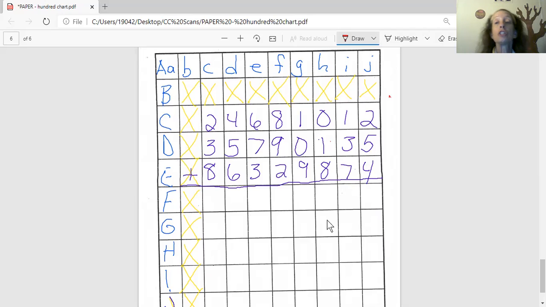Right. So this is what we did yesterday. Remember I said I'm looking at these 3 numbers right here first, right? Because I always start with my ones place.